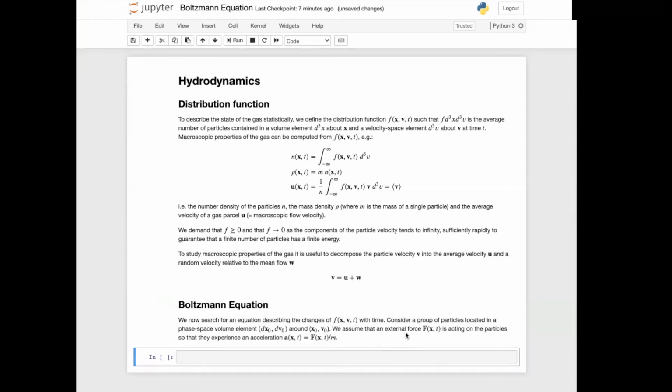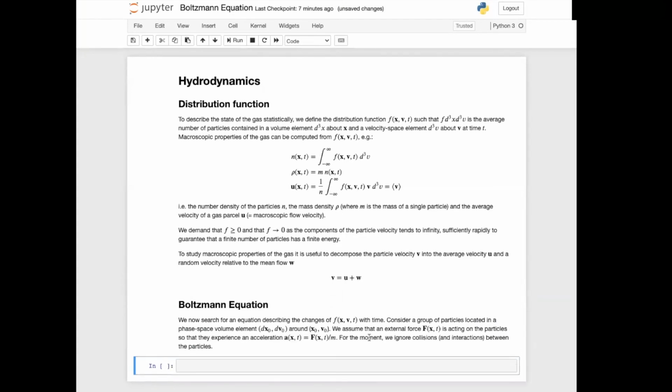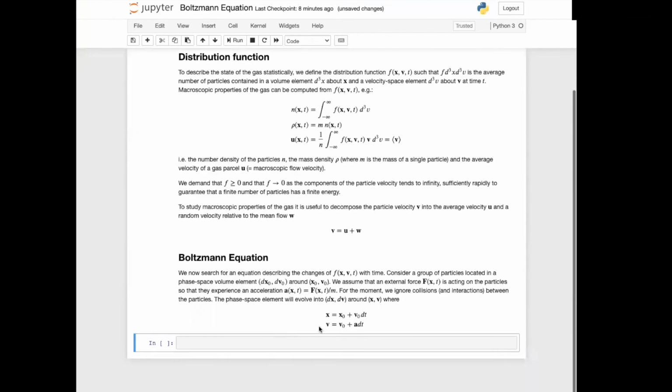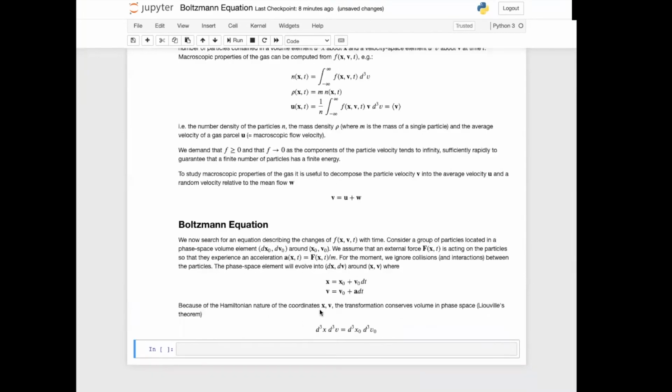We assume that there is an external force, big F, that is acting on the particles so that they experience an acceleration, which is the force over the mass. And for the moment, we ignore collisions and interactions between the particles. The phase space element will evolve from d^3x_0 d^3v_0 into d^3x and d^3v around the new position in phase space x and v, where x and v are given by the initial position and initial velocity times their derivatives in time. Now, because of the Hamiltonian nature of the coordinates x and v, this transformation from x_0, v_0 to x and v conserves volume in phase space.